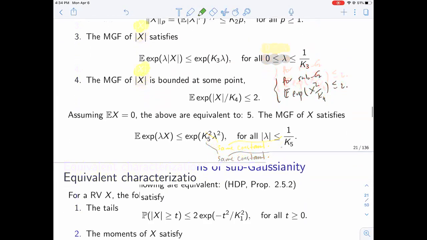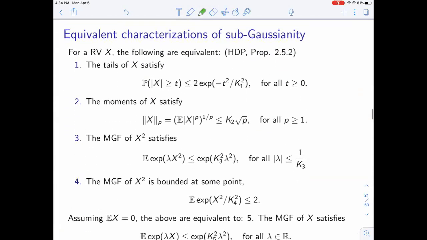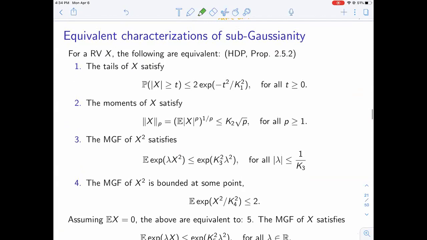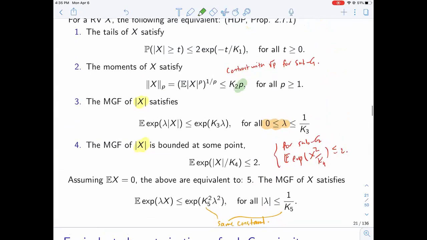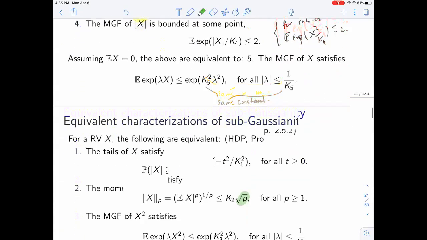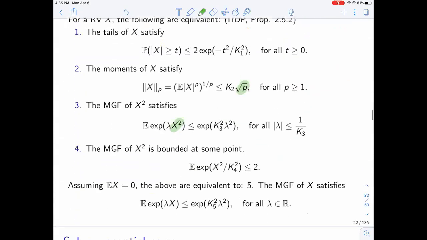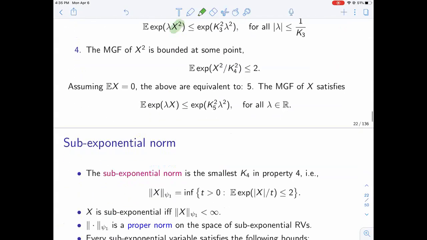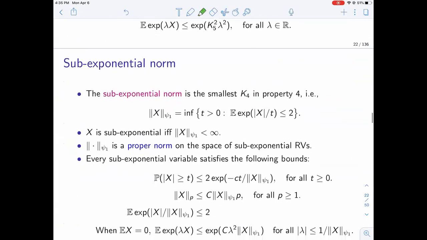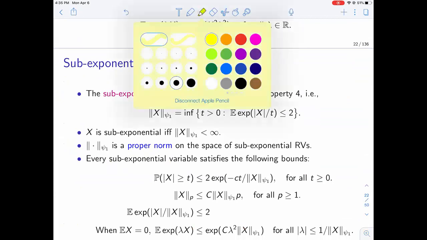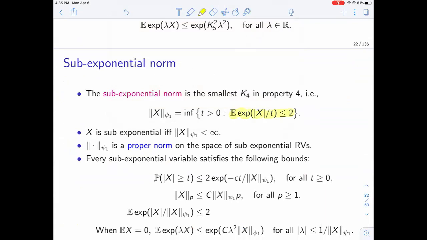Okay, so these are characterizations. Or sorry, this is just a comparison with the sub-Gaussian case. Again, you see, for example, this is root p here, this is p here, this is x here, this is x squared here, and so on. Similar to the case of sub-Gaussian variables, we can define the sub-exponential norm. The sub-exponential norm is the smallest t such that this is less than or equal to 2.